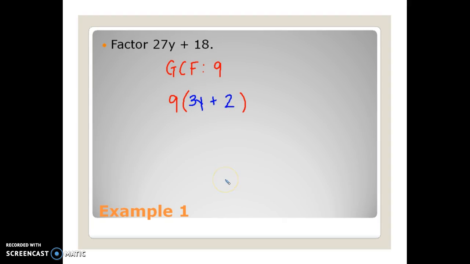If you take out the correct GCF, there should be nothing left in common with the numbers on the inside. And 3y and 2, they don't have anything in common. They do not have a GCF other than 1. So that means that this is correct. You can always check your work by multiplying and distributing it back out. 9 times 3y gives us 27y, and 9 times 2 gives us 18, which is where we started.